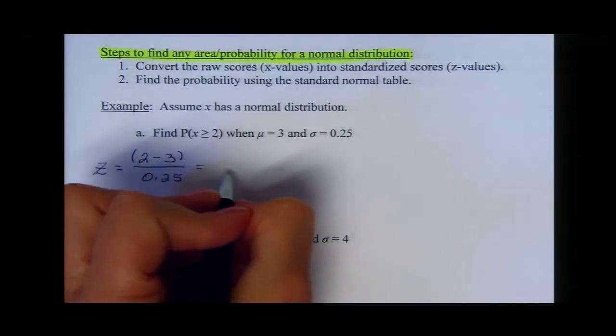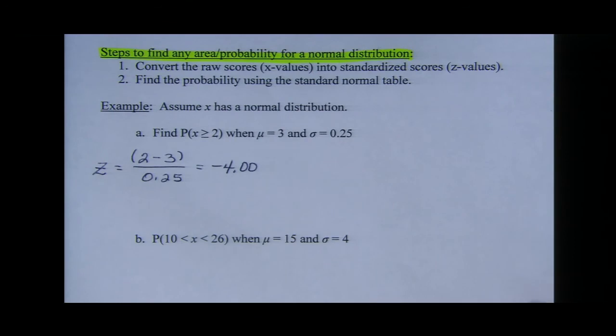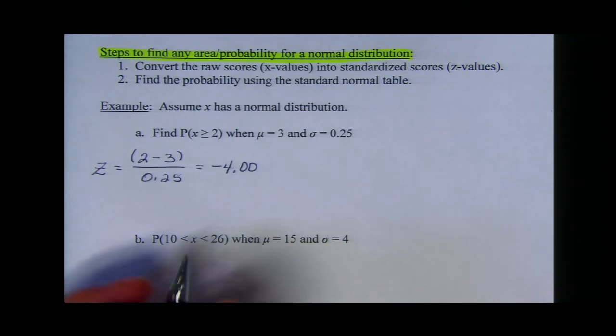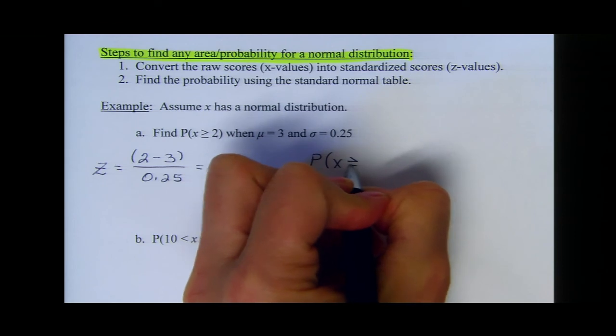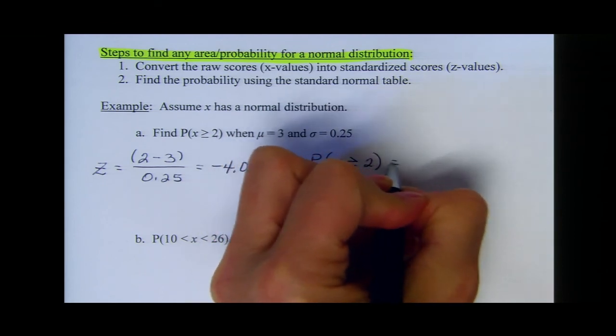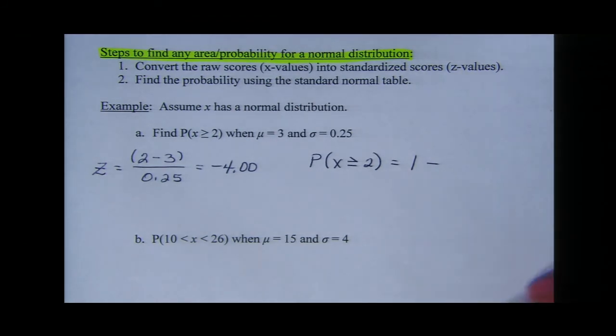When you calculate that, you get -4. I'm going to go ahead and put -4.00 because we always round Z values to 2 decimal places. Now I can go to the table. We're going to find the probability that X is greater than or equal to 2, and since it's a greater than statement, I know I'm going to do 1 minus the number from the table.